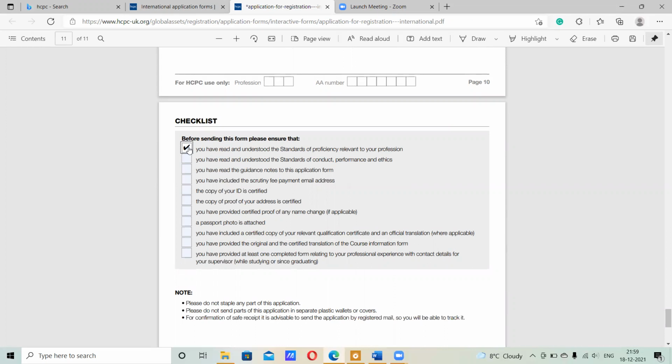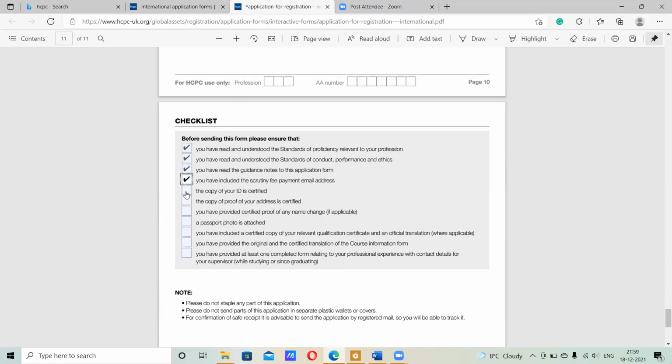practicing physiotherapy or any other profession that you are submitting the form for. You need to understand the standards of conduct, performance, and ethics. You need to have ensured that you have read the guidance notes in the application form, and that is video number 1 on my YouTube channel right now. You need to ensure that you have given the correct email address for the scrutiny fee. And this is really important because HCPC always contacts you through the email address.